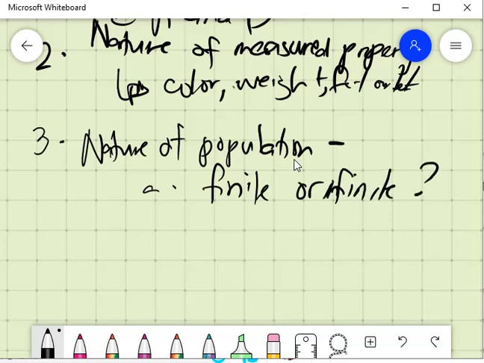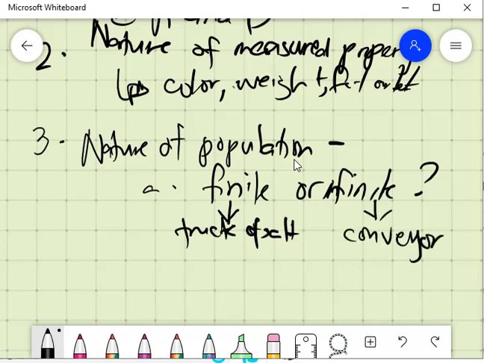So, for example, a truck of salt, an example of finite is a truck of salt because it is contained inside the truck, right? Infinite is if the salt is flowing along a conveyor. So, right, you don't know when it stops, where the start is and where the end is. Right? Okay, next. You have to consider this to do your sampling.